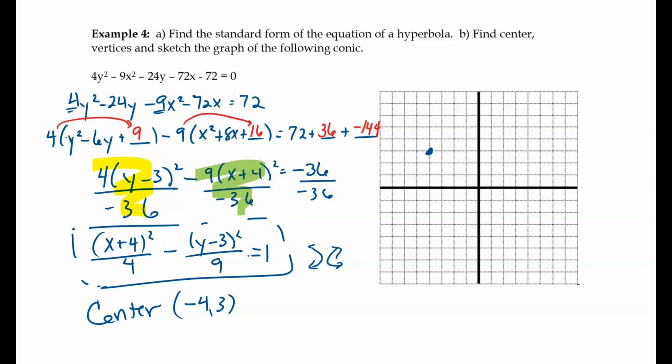Okay, so now we're going to find our vertices. Remember the vertices are using A. So A squared is always underneath the +1. So that's 4. So A is going to be ±2. And it moves horizontally because it opens left or right. So we go to our center and we go right to get a vertex, and we go left to get the other vertex. And so my two vertices are going to end up being -6, 3 and -2, 3.